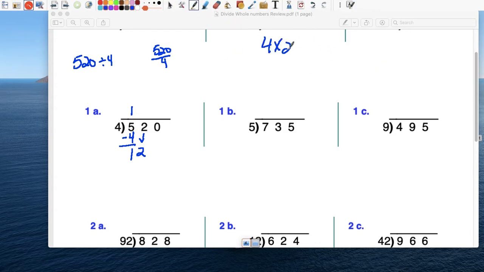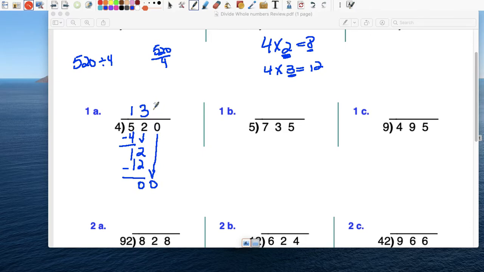4 times 2 is 8. So I can make 2 groups and I need 8 sticks. 4 times 3, can I do 3 groups? 4 times 3 is 12. So I have exactly enough for 3. So I'm going to put a 3 over here. 4 times 3 is 12. Subtract again. That's going to be 0. And we're going to bring the 0 down.